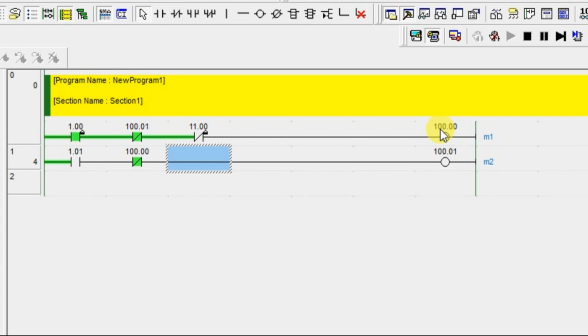Interlocking is a very important concept. Like this, you can explore some examples. I hope you have understood the interlocking concept. I'll meet you in the next session.